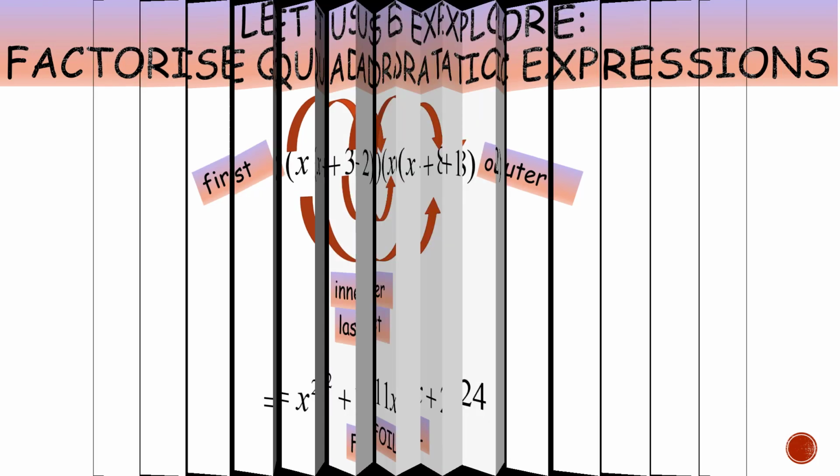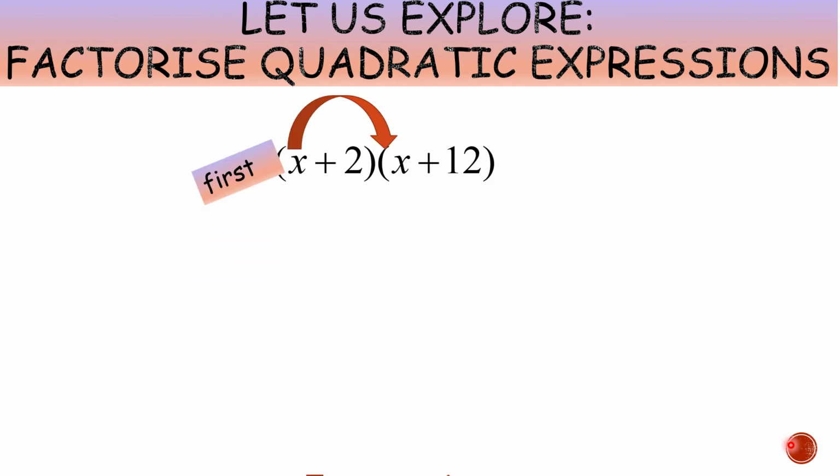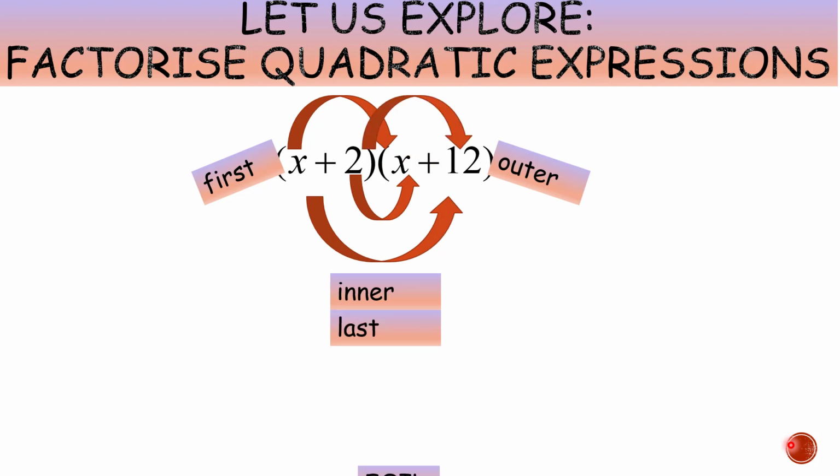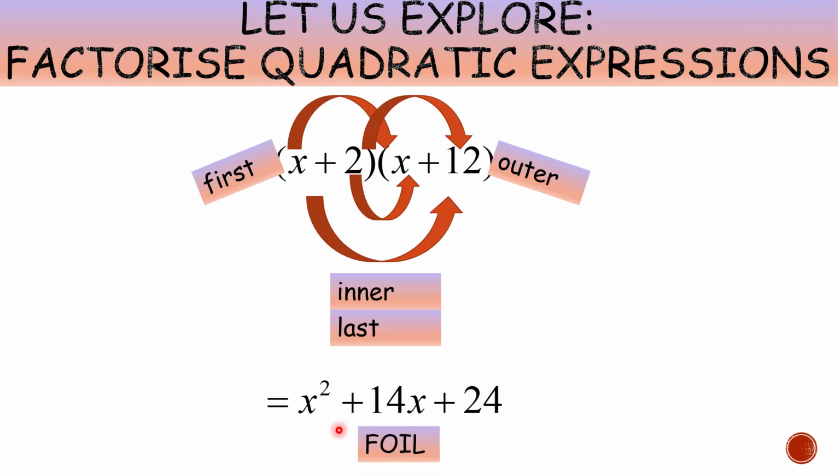Let's try a few more. x times x is x squared. x times 12 is 12x. 2 times x is 2x and 2 times 12 is 24. So this is a quadratic expression. The sign tells us that the two signs must be the same. They must both be positive. The numbers in the factors must give me a product of 24 and a sum of 14x. So 2 times 12 is 24, but 2x plus 12x is 14x.